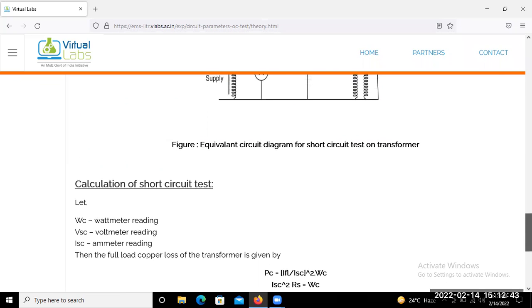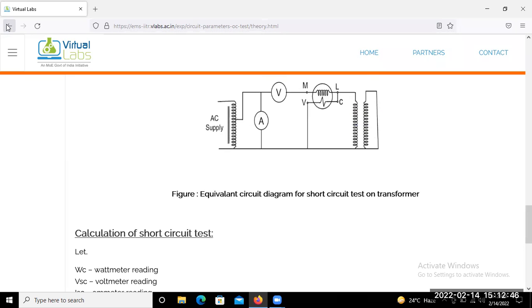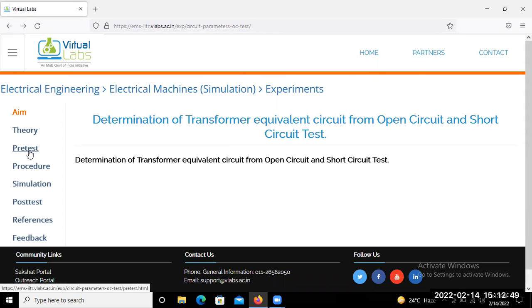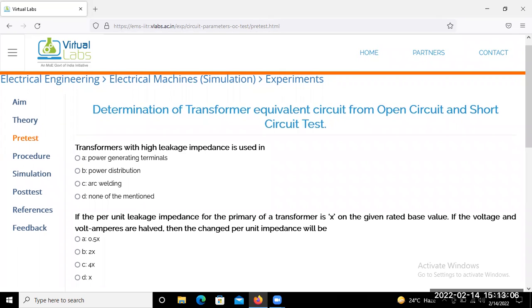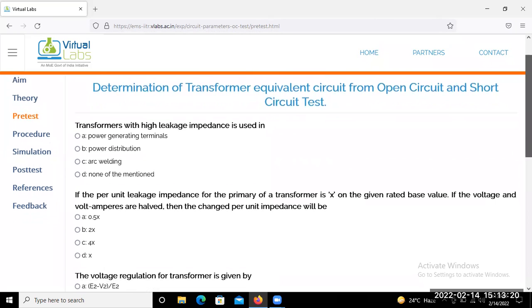So maybe next we can move towards the next point, that means pre-test. So before the test, you require this knowledge. Okay. So you may find some questions here, before we perform this test on the simulation. Transformer with high leakage impedance is used in... You will be given some options here, A, B, C, D. So you will go through this question before the performance of the test.